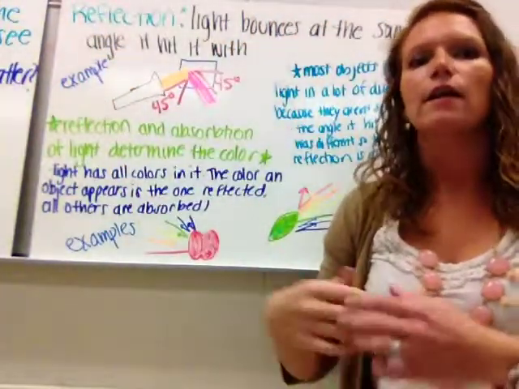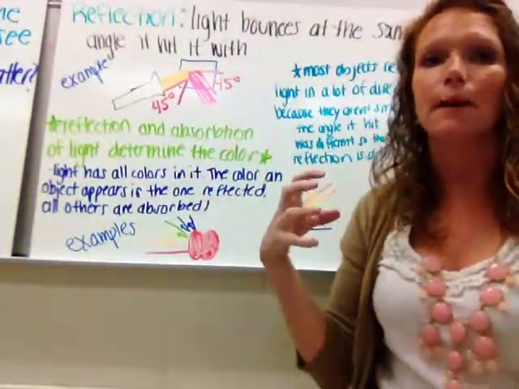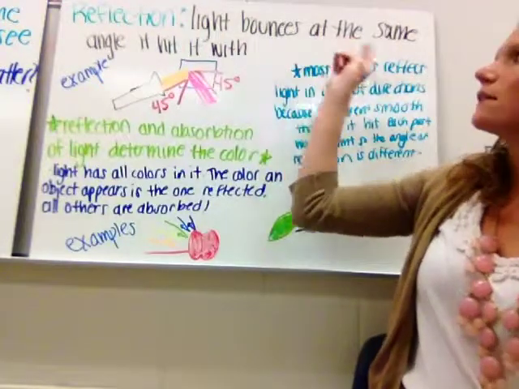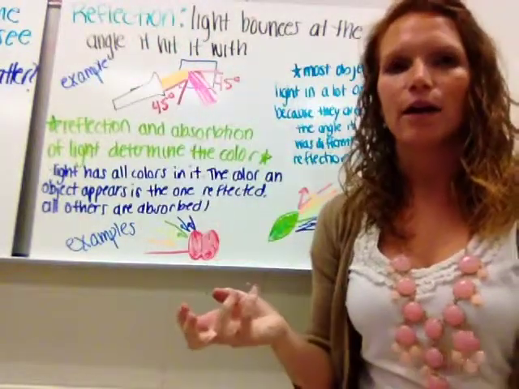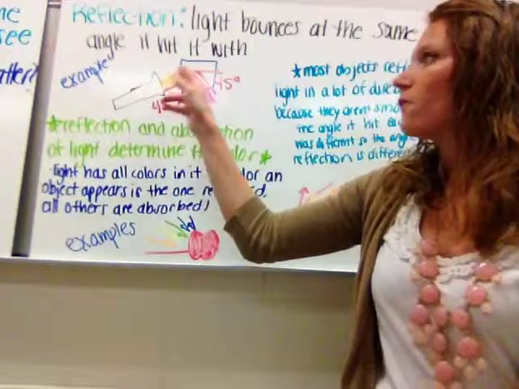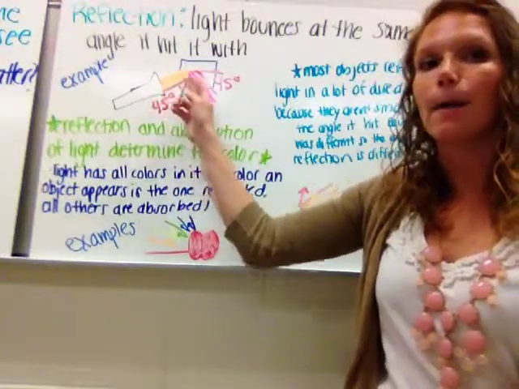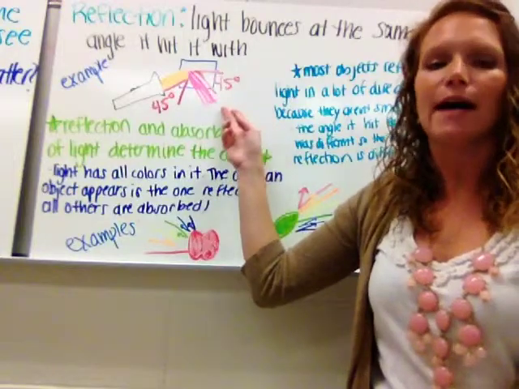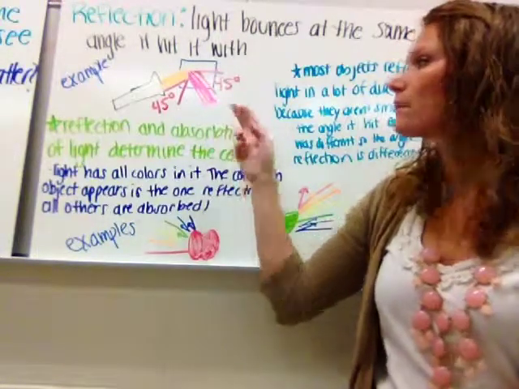So reflection, this is when the light bounces back. When the light bounces back, it bounces at the exact same angle it hit the object at. So for example, if you were to shine a flashlight at a mirror at a 45-degree angle, that light would come back off of the mirror at that exact same 45-degree angle.